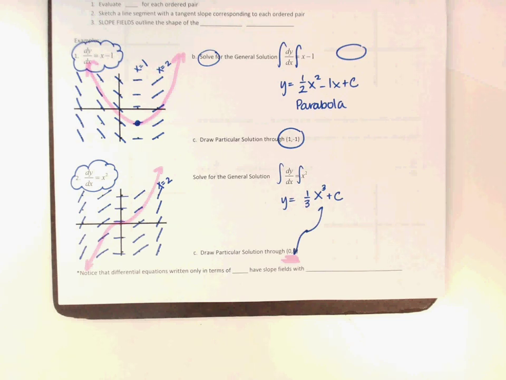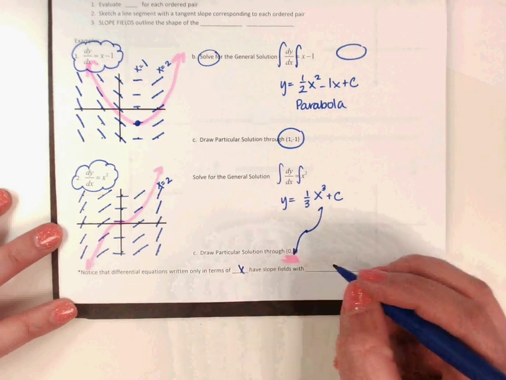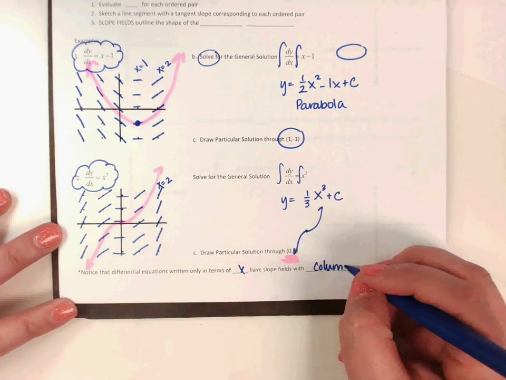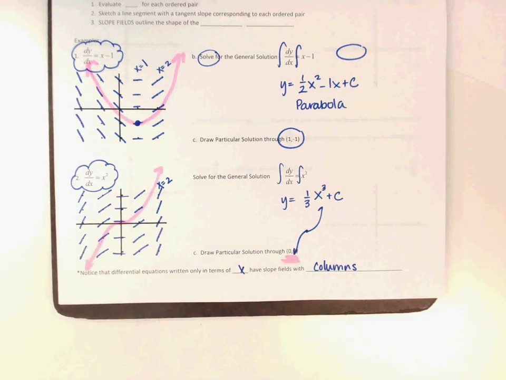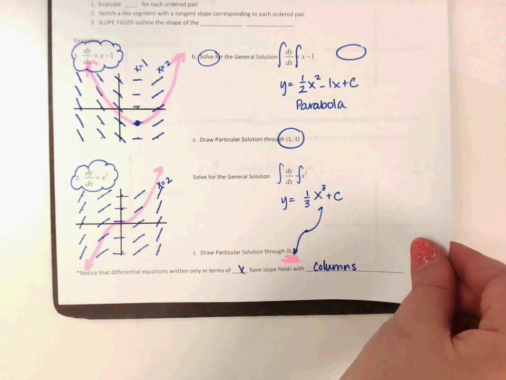Okay? So the other thing we learned yesterday is that if you have slope fields that have an x in them, the pattern you notice is that you're going to have columns. So if it has only an x, your slope field is going to have columns. Okay, now turn over to the next page. And instead of your equation having x's in it, it's going to have y's in it, okay?